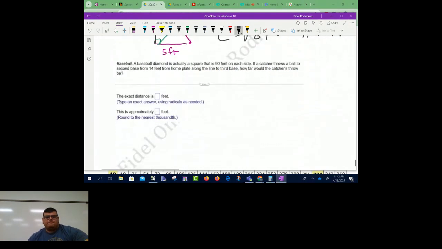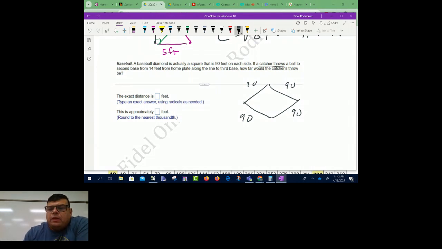Last problem, right? It says a baseball diamond is actually a square that's 90 feet on each side. So look, I'm going to draw a square. My square is going to look like this. 90 feet, 90 feet, 90 feet, 90 feet. Okay, so let's take a look. If a catcher throws a ball to second base 4 feet from home plate along the line to third base. Okay, so hold on. Let's stop right there. So a catcher is going to throw the ball to second base.